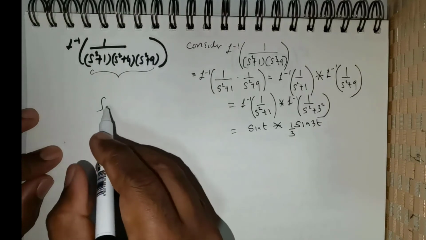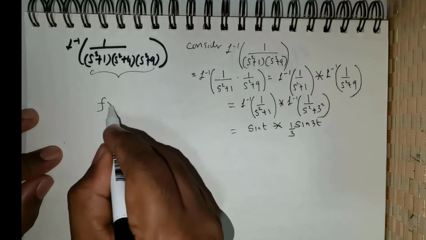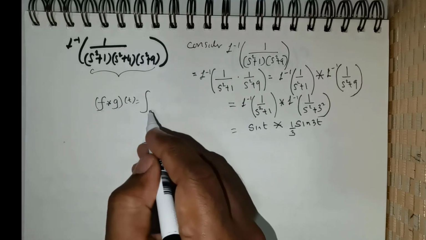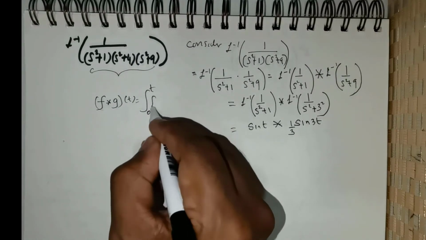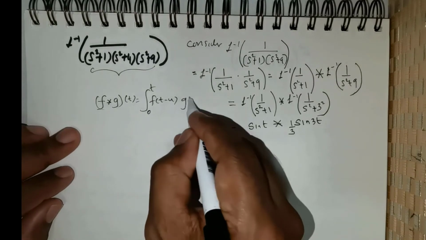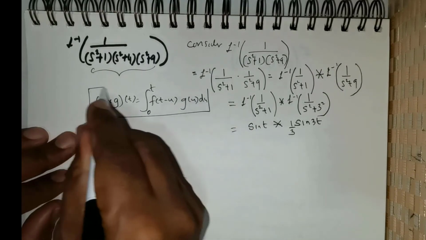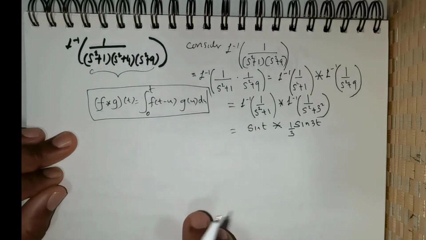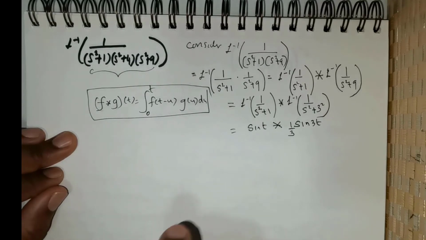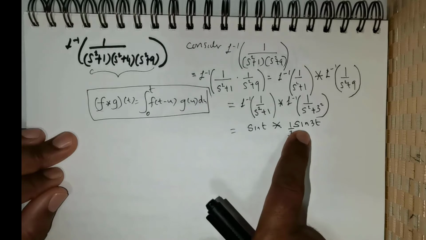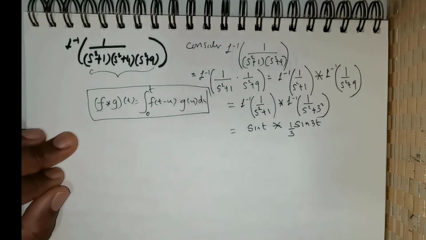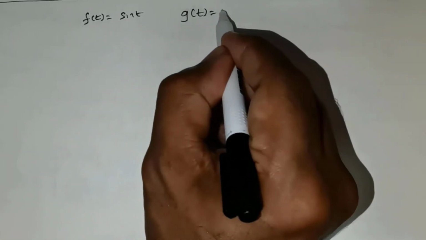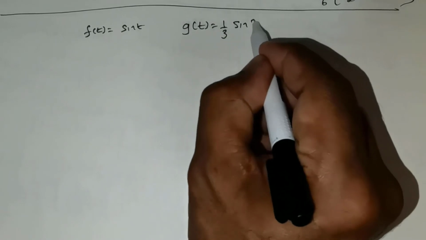Now just for the sake of refreshment, if I have two functions f star g of t, and I am trying to convolute, this is going to be integral 0 to t f of t negative u times g of u times du. This is the formula that we would have to use. So I can clearly take, depends on what you like, whether you want to take this as f of t or this as f of t, it doesn't matter. So what I would do is f of t is equal to sine t, and my g of t is 1 over 3 times sine of 3 times t.